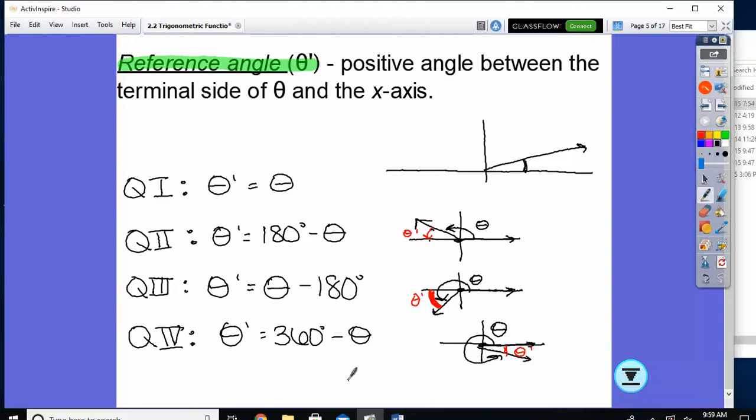The reference angle itself should always be acute. It's always going to be something between 0 and 90 degrees. You always measure distance to the x-axis, so you should never subtract 90 or 270. You're always going just to the x-axis, so only using the 180 and the 360.